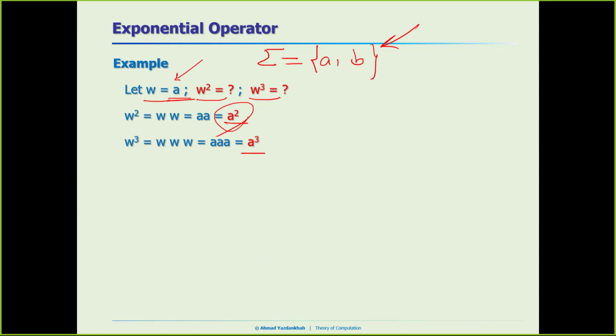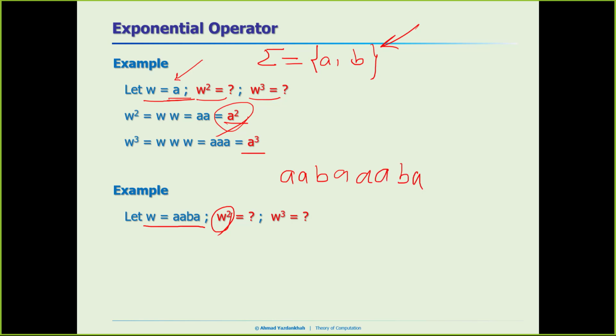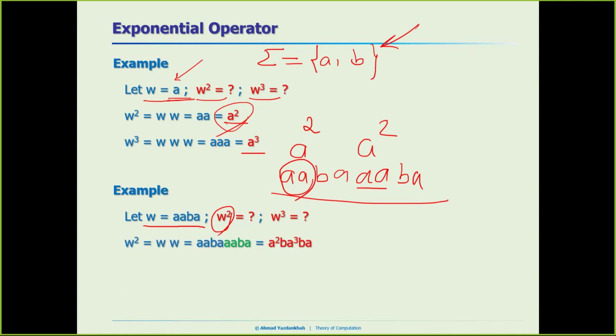Let me take a little bit more interesting string. So if the string is A, then what is W square? Just concatenate A, something like that, right? And you can keep the string like this, or you can combine these two as A square, right? And here again, A square, something like that. So A square BA cube. Oh yeah, we have 3A here. And if we concatenate another one, we get this.